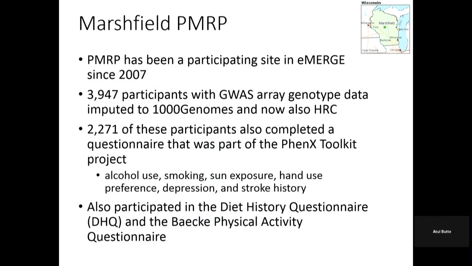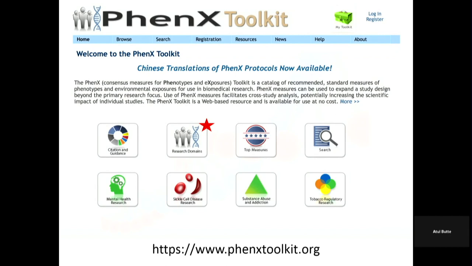2,200 of these people also took some surveys that are part of the Phoenix Toolkit, which I'll talk about in just a minute. Specifically, they did surveys on alcohol use, smoking, sun exposure, hand use preference, depression, and stroke history. And they also did a dietary history questionnaire and a Beck physical activity questionnaire. The Phoenix Toolkit is a series of questionnaires that have been put together by a group of investigators in the field. It's funded by NHGRI.